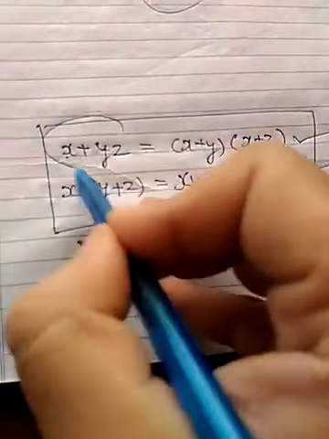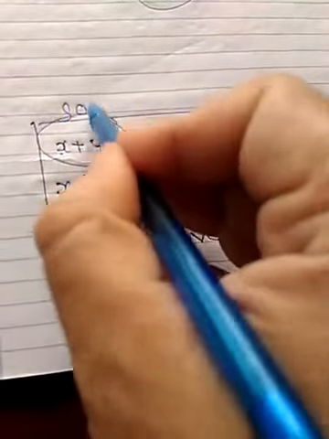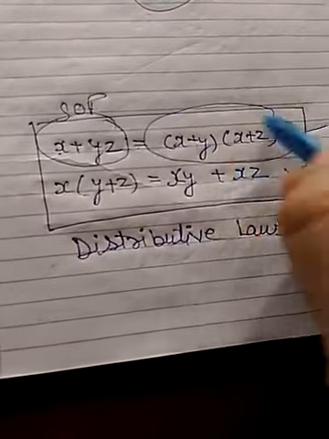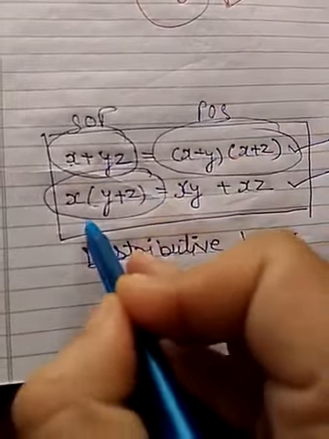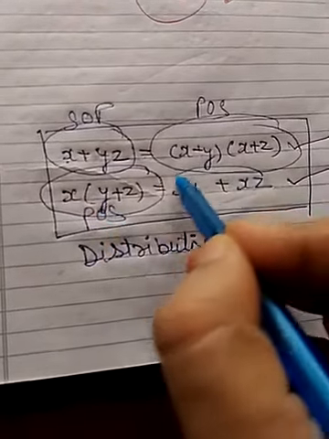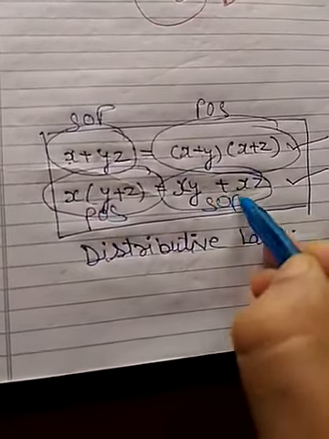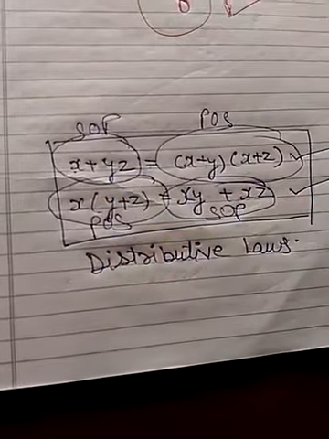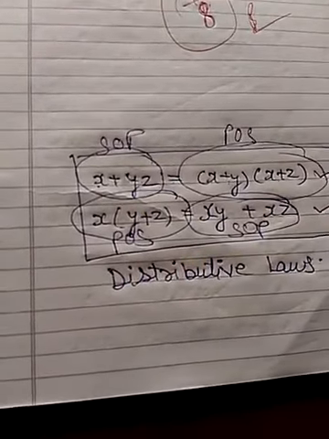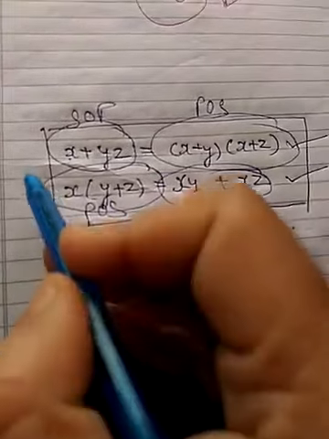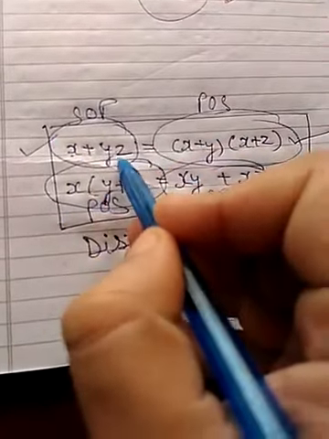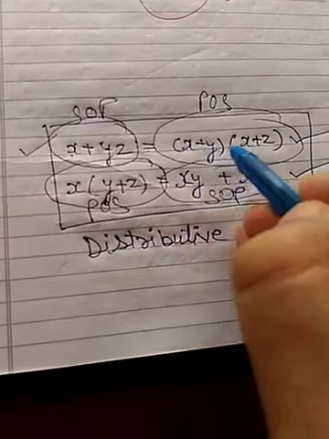This is sum of product, and here this is product of sum. Likewise here it is product of sum, and this is sum of product. So by applying the distributive law, you can easily get the standard form. Now I am applying this law in this situation. X + yz is equal to (x + y)(x + z).